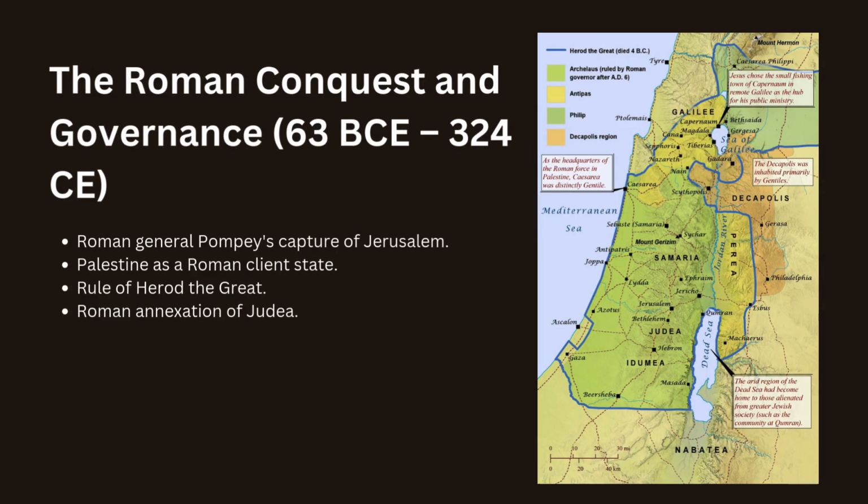Let's start with the Roman conquest and governance. We will first address the Roman conquest of Palestine. In 63 BC, the Roman general Pompey captured Jerusalem, marking the beginning of Roman rule in Palestine. The conquest occurred during the declining period of the Hasmonean dynasty, which had ruled Judea after the Maccabean Revolt.